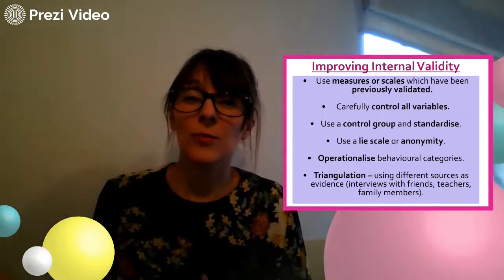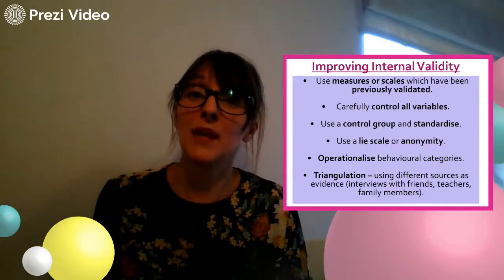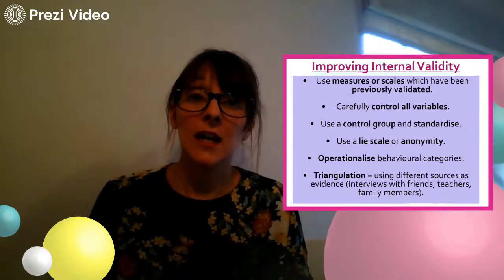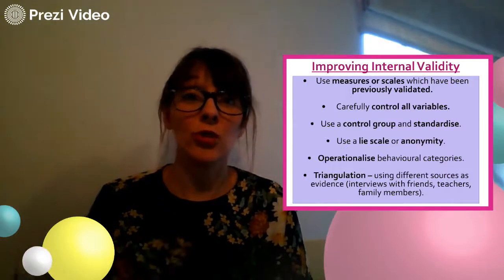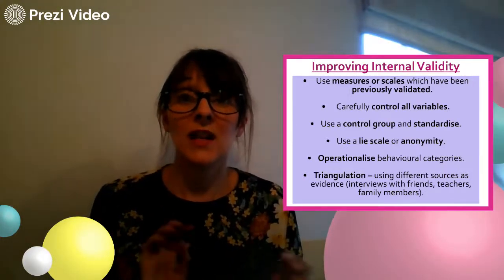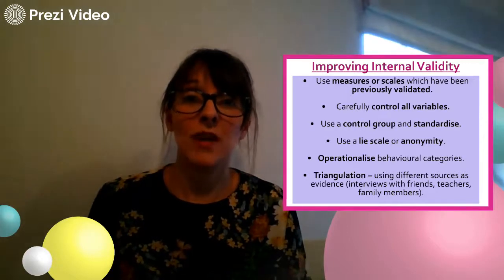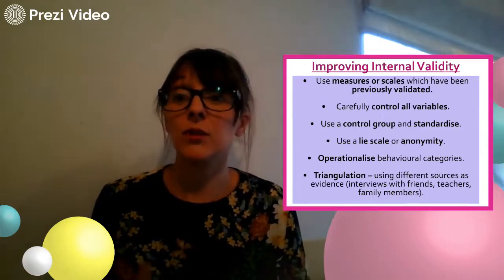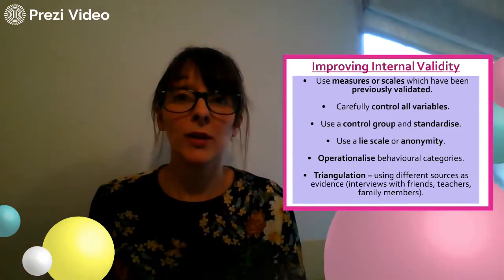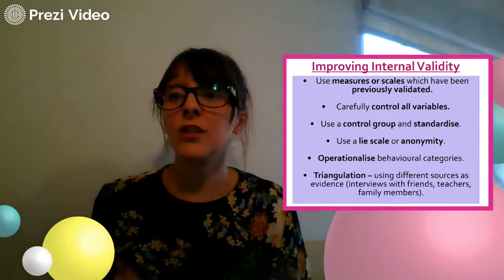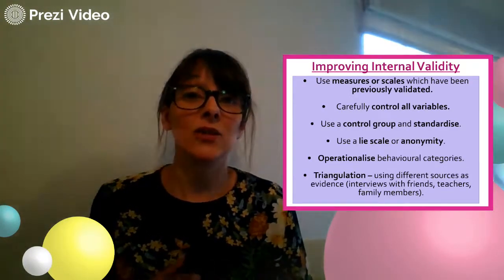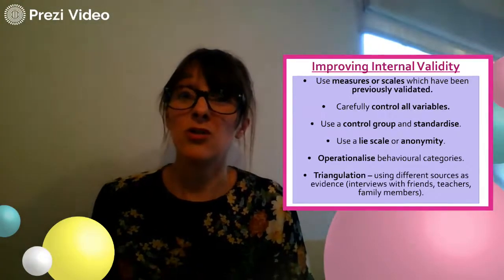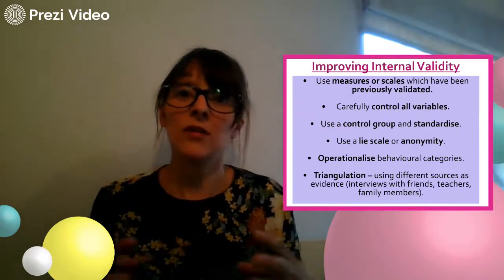If, however, I was doing an observation, I could operationalise my behavioural categories, so I can make sure that when I'm looking at aggressive behaviour, I'm very clear what I'm looking for, and I've got someone already to check and make sure that these are valid and these do measure aggressive behaviour. Or I could triangulate my results with other things. So if I'm looking at aggression ratings, I could do my observation, I could do my questionnaire, I could also give the questionnaire to teachers, I could give it to peers as well as the parents, and I could make sure that they match up and I'm getting similar results from all of them, so that would be triangulation.